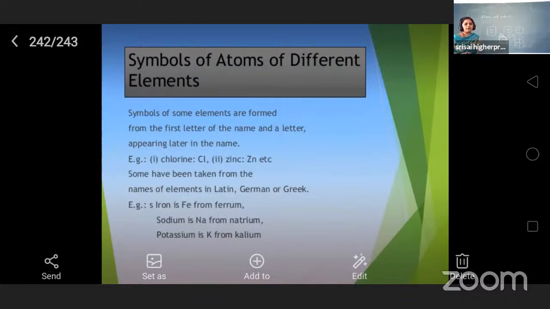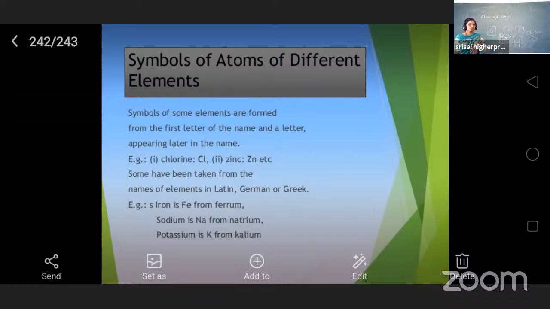Okay. Symbols of atoms of different elements. Tomorrow we will discuss these symbols and atomic numbers. Some symbols are formed from the first letter of the name and a letter appearing later in the name. You can see the atomic symbols of atoms: chlorine, sodium, hydrogen, calcium. So the first letter will be what, students?